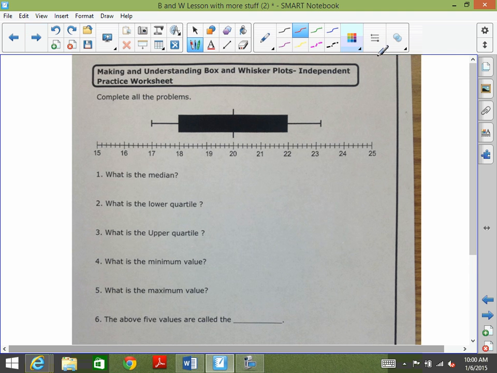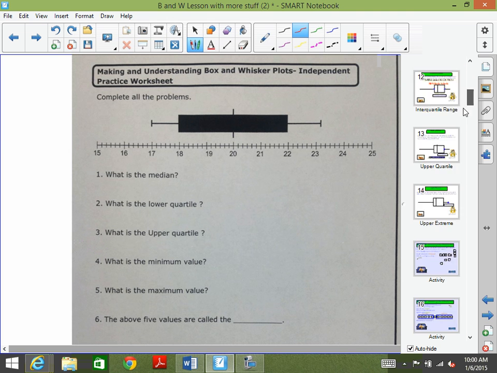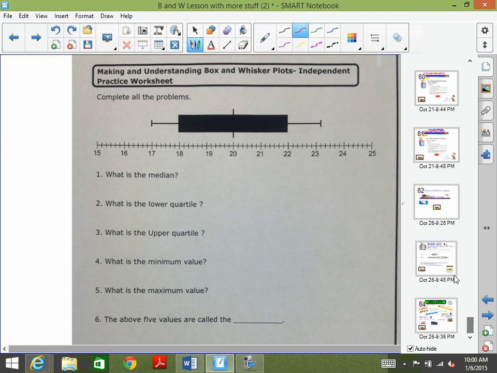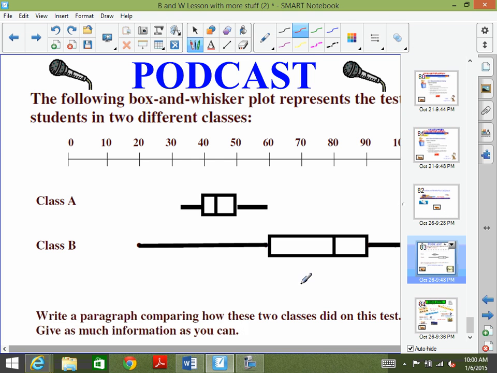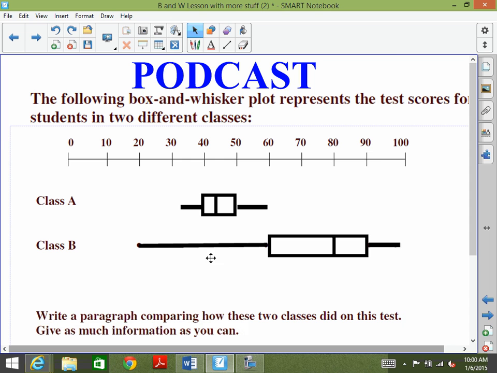Now, let's make it more realistic. Let me give you a double box and whisker plot, because this is more than likely what you will see in order to interpret data from a box and whisker. Last year, I took some scores from 2 of my classes, Class A and Class B. This was on one particular test.